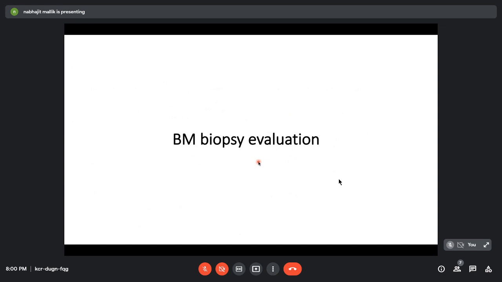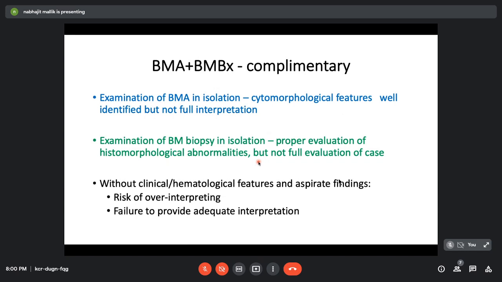Okay, now that the processing is over, we come to the bone marrow biopsy evaluation. We must remember that bone marrow biopsy and bone marrow aspirate are complementary procedures. Examination of the bone marrow aspirate in isolation will not be helpful because cytomorphological features will be very well identified, but we cannot give the full interpretation by bone marrow aspirate alone.